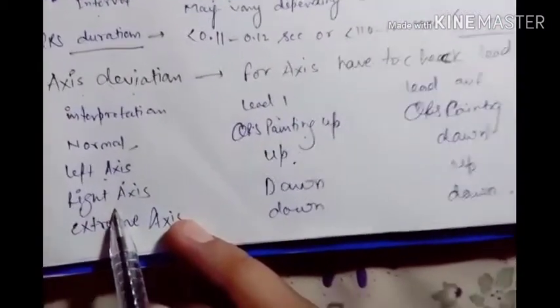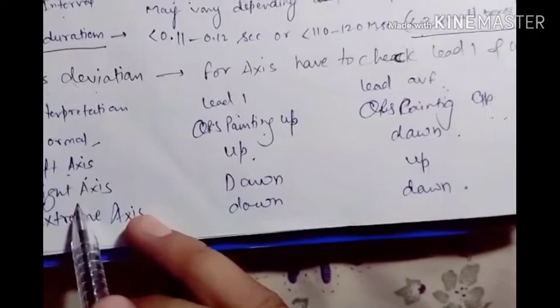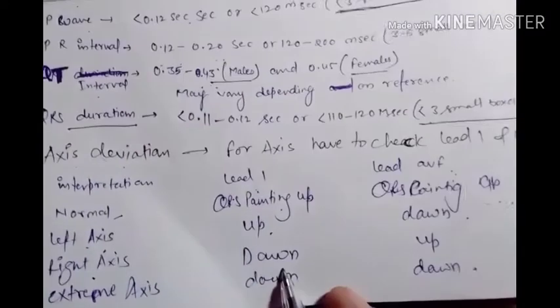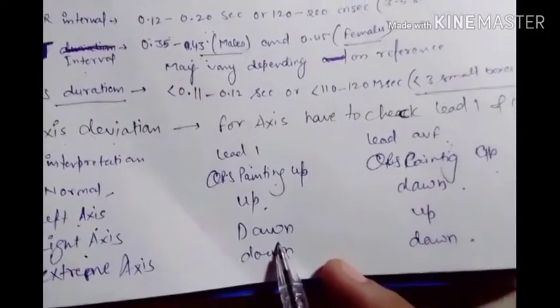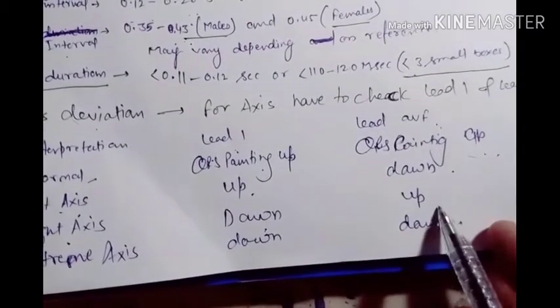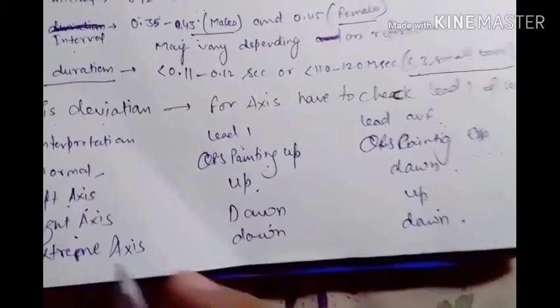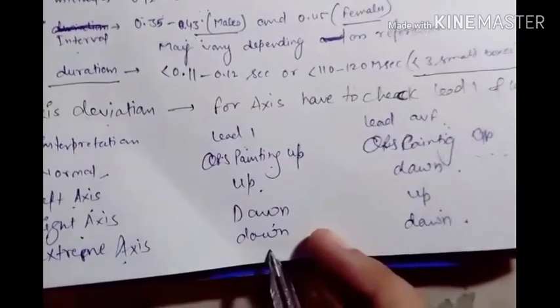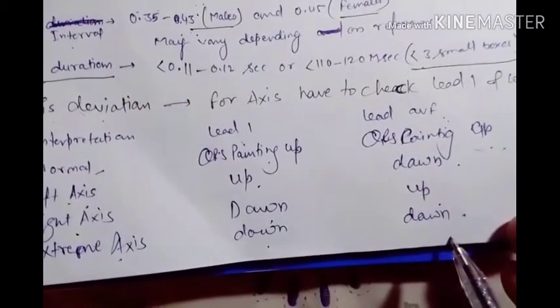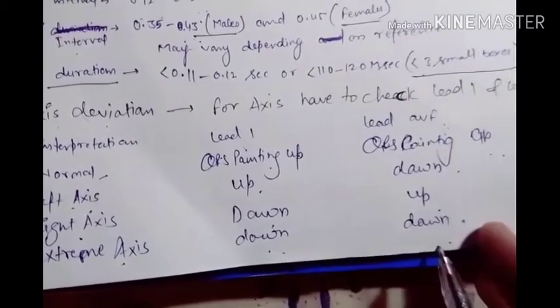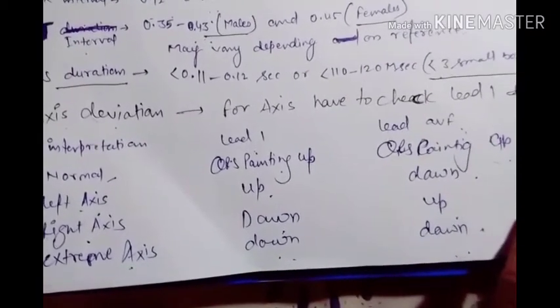So what will happen in right axis deviation? In right axis deviation we see the QRS pointing in lead 1 will be down, and in lead AVF it will be up. In extreme axis deviation, if both lead 1 and lead AVF have the QRS pointing down, that means there is extreme axis deviation.